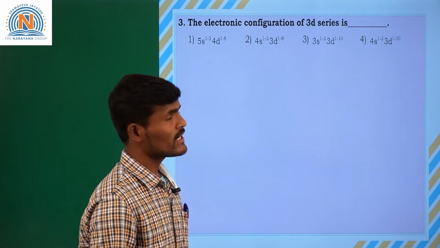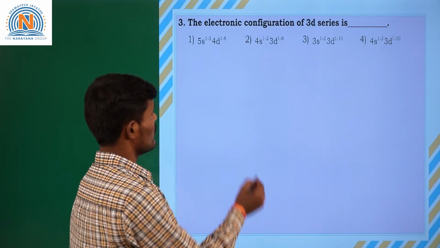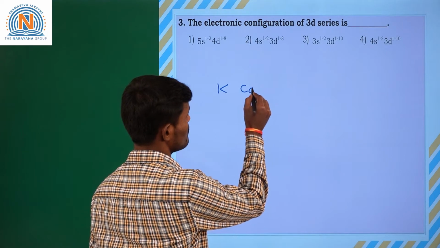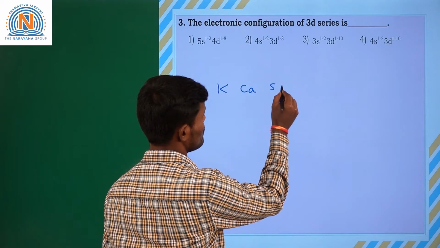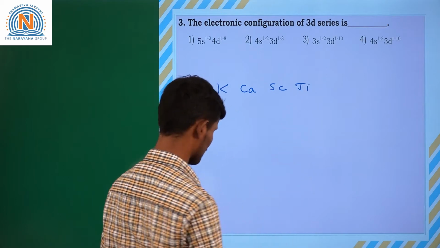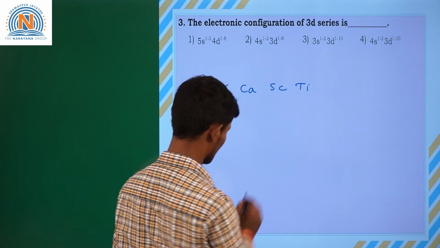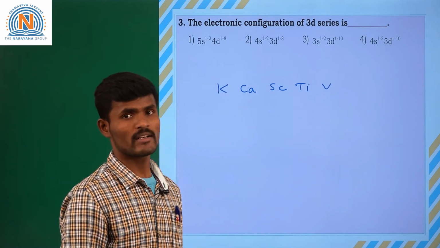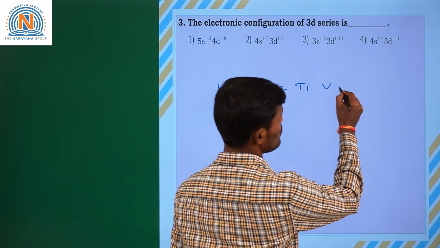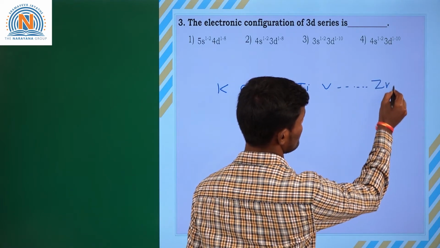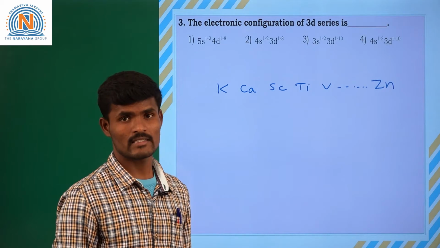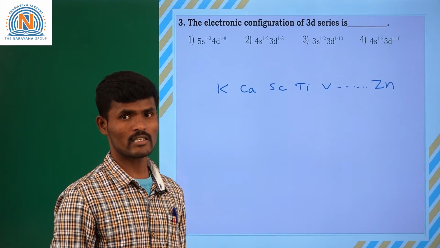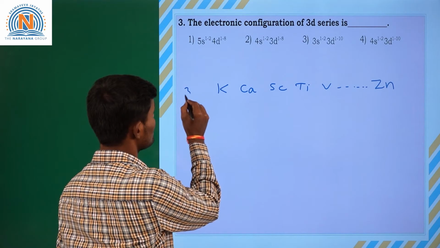The electronic configuration of 3d series is. What are the 3d series elements? Potassium, calcium, scandium, titanium, vanadium, chromium, manganese, iron, cobalt, nickel, copper, zinc, up to zinc. So this is the 3d series, in the d block elements, also called transition elements.